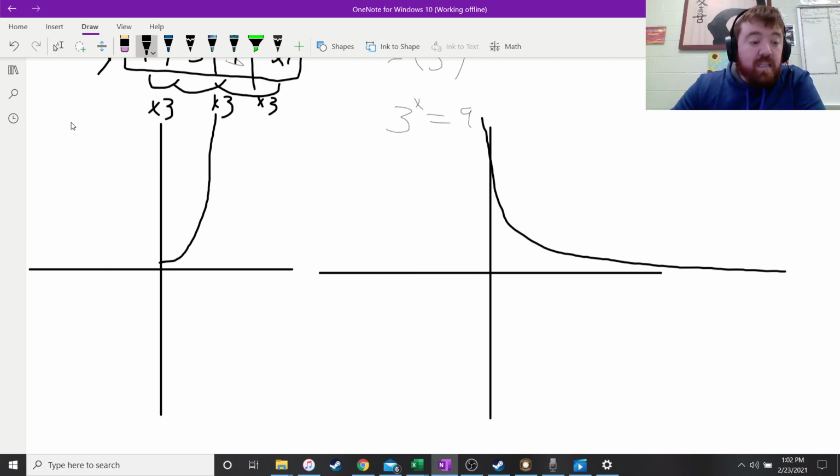So that's an exponential. This one is exponential growth. This is exponential decay.